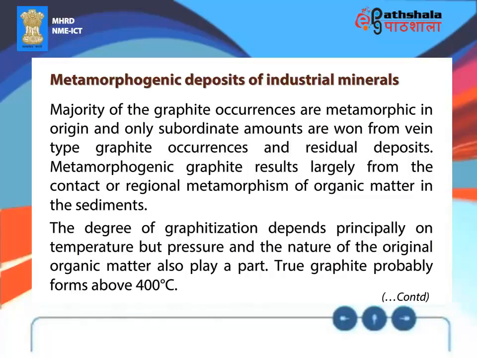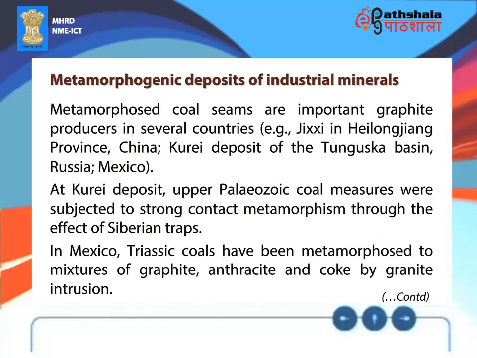Metamorphogenic graphite results largely from the contact or regional metamorphism of organic matter in the sediments. The degree of graphitization depends principally on temperature, but pressure and the nature of the original organic matter also play a part. True graphite probably forms above 400 degrees centigrade. Metamorphosed coal seams are important graphite producers in several countries.